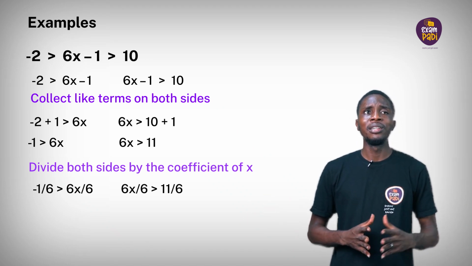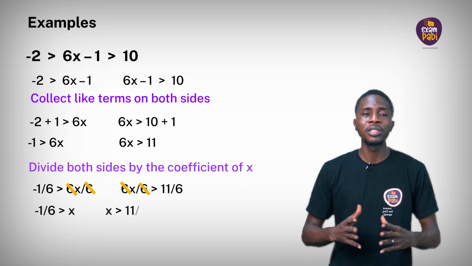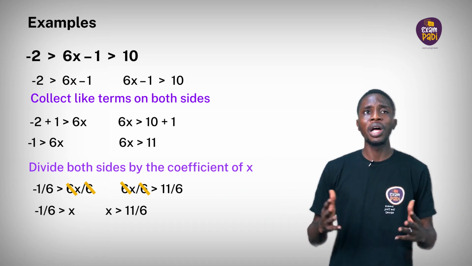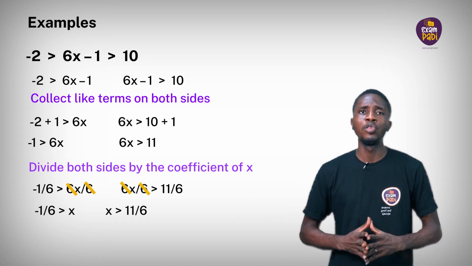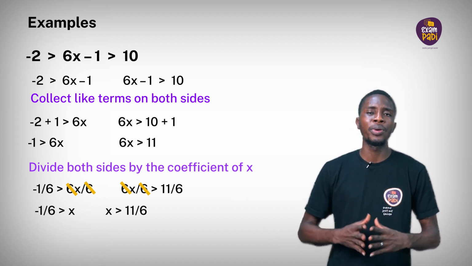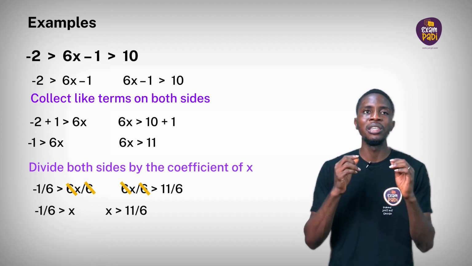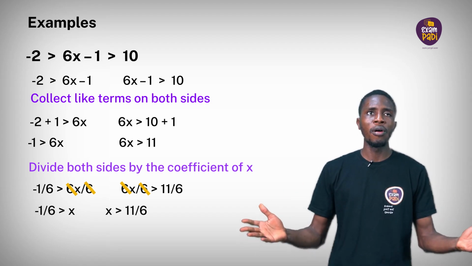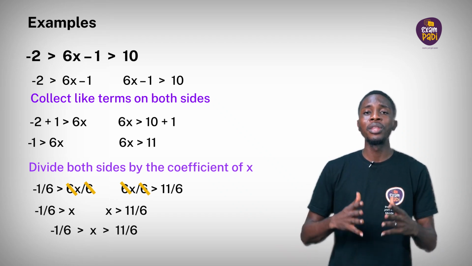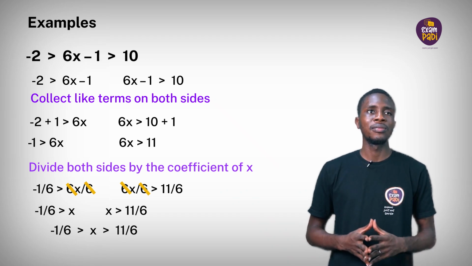On the left-hand side, 6 will cancel 6. We are left with minus 1 over 6 less than x. On the right-hand side, 6 will also cancel 6. We are left with x less than 11 over 6. After finding the value of each inequality respectively, we can now merge the two results without repeating the variable x. Therefore, merging the two results gives us minus 1 over 6 less than x less than 11 over 6.